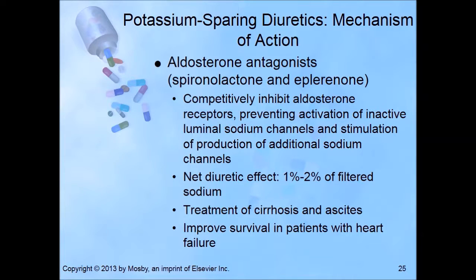The net diuretic effect of the aldosterone antagonists is approximately 1 to 2% of filtered sodium. However, these drugs are particularly useful in the treatment of cirrhosis and ascites and have been shown to improve survival in patients with advanced heart failure.